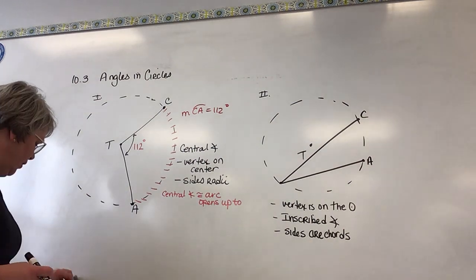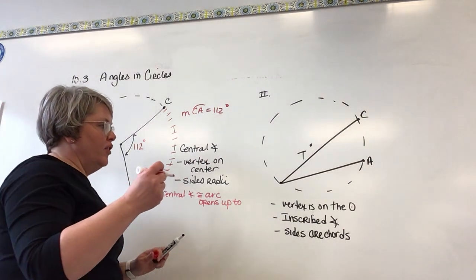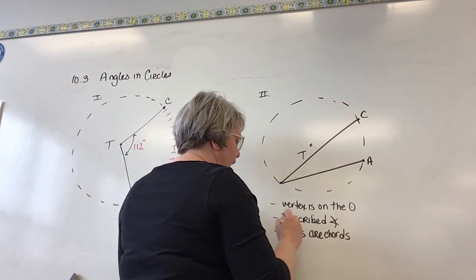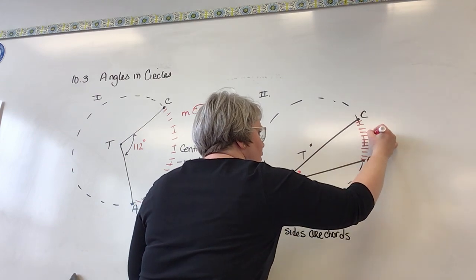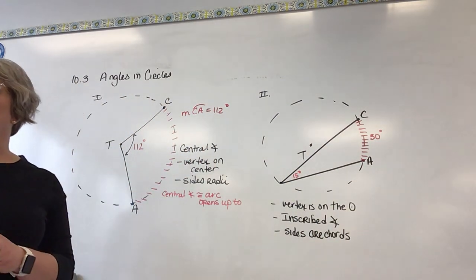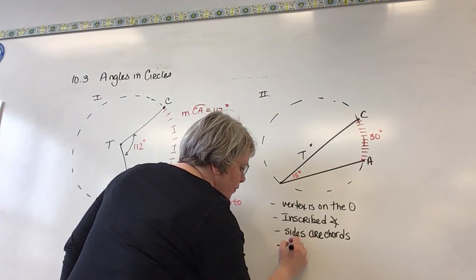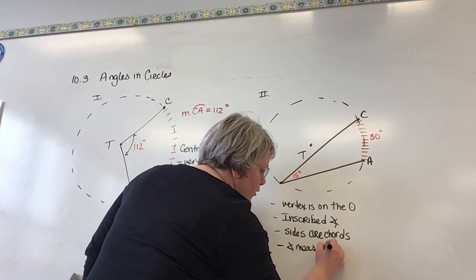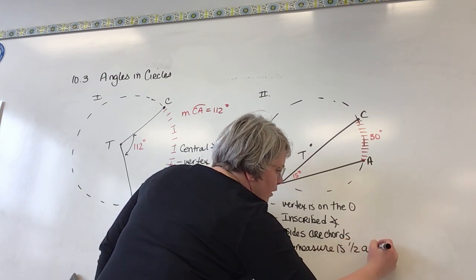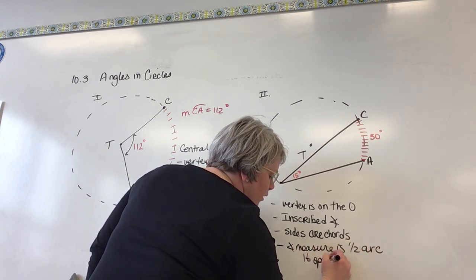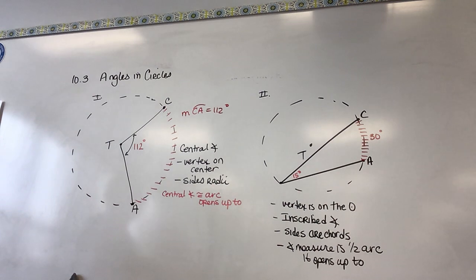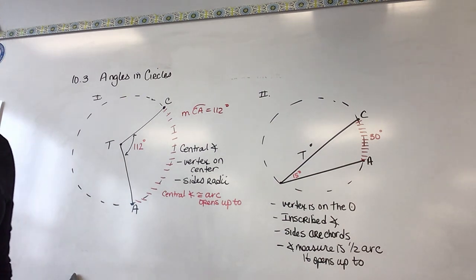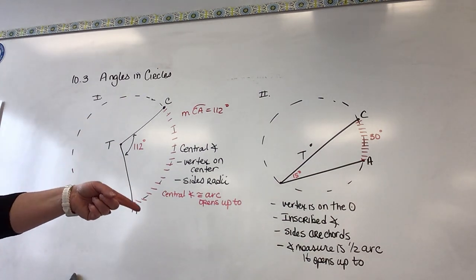He has one theorem about him, and the theorem says the angle is half the arc that he opens up to. The angle measure is half the arc it opens up to. I don't think inscribed angles are bad. You just have to remember the difference between inscribed and central.